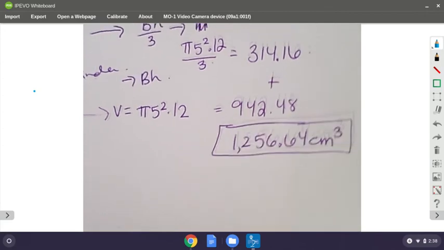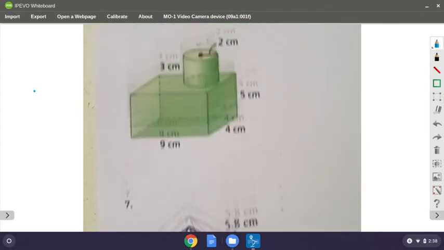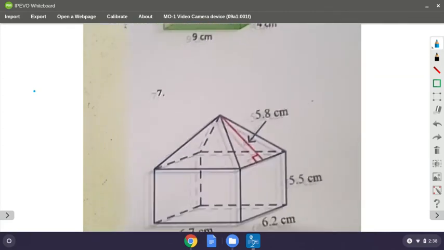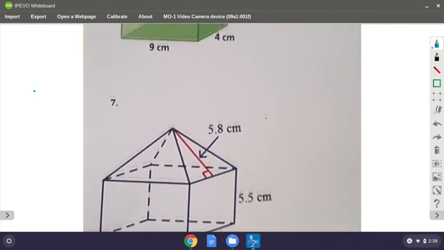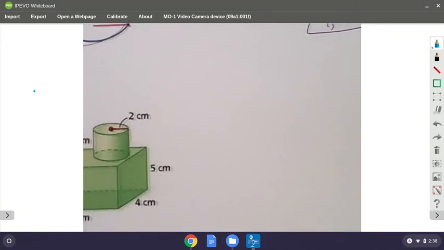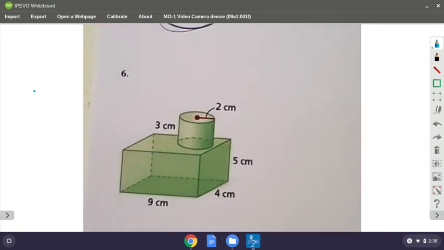Okay, so that's all the examples I'm going to do. If you guys want to try these 2, I'll put the answers on Classroom so you can see if you're doing it correctly. And then the rest of the practice is going to be on IXL.